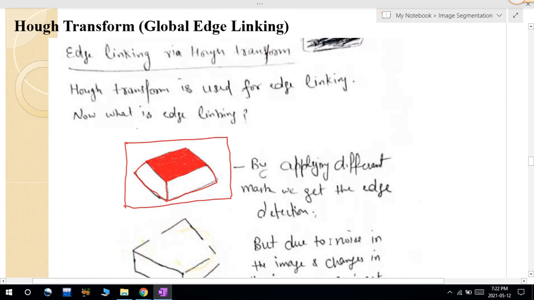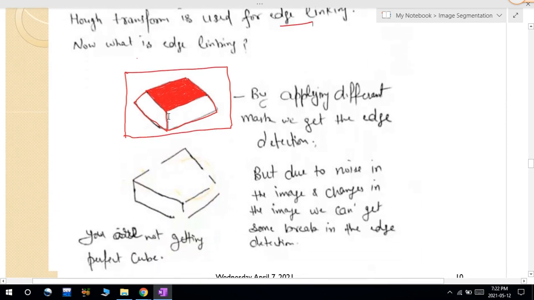So we will try to take one example, then you will understand how I can do this edge linking by using this Hough transform. Hough transform is mainly used for edge linking. So what is edge linking? We will discuss what is edge linking. We are considering one image, like this is a cubical image.